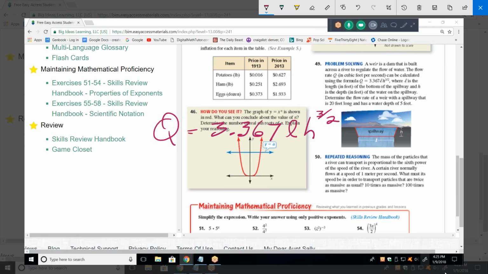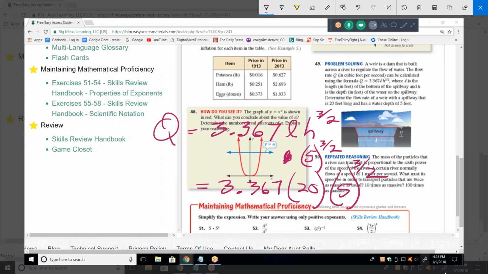H is the depth of the water in the spillway, which they're saying is 5. So I'm going to plug in 5. H is the depth, so H is 5. So it's going to be 5 to the 3/2. And L is the length of the bottom of the spillway, and in this case, that's 20 feet. So this formula becomes 3.367 times 20 times 5 to the 3/2 power.